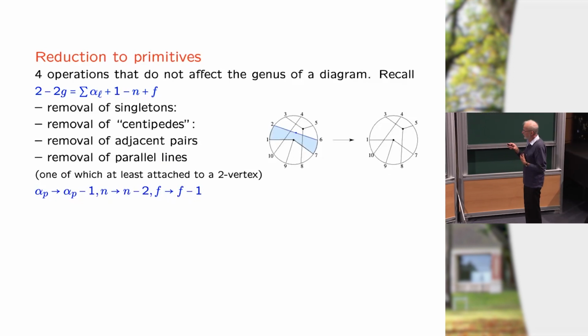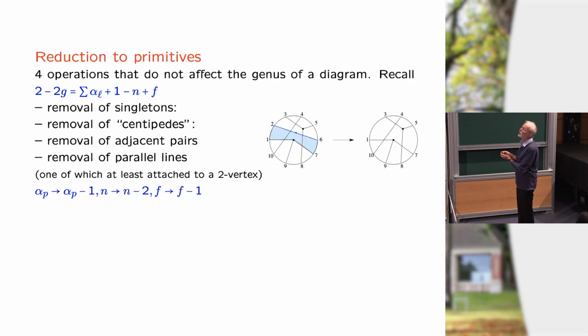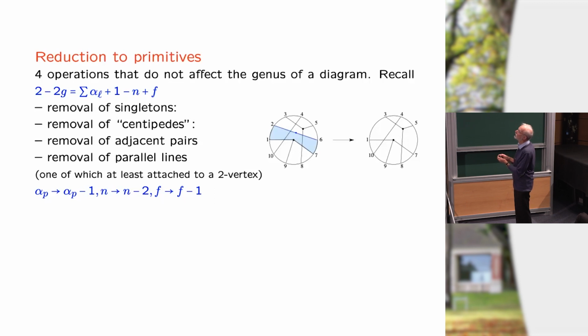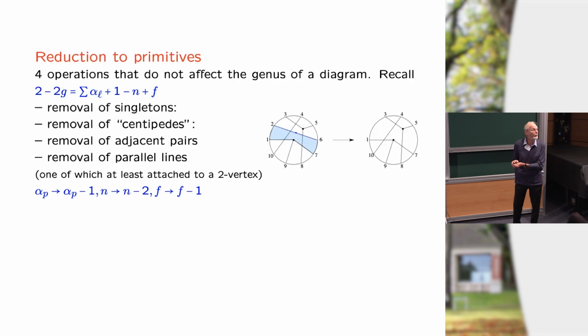Next and last step, less trivial maybe, is the removal of what are called parallel lines. Parallel lines are pairs of edges which connect, you see, this edge connects the central vertex to, say, 2 to 6, and 6 plus 1 is 7, and 7 is connected to 2 minus 1. So in that sense, these two lines are parallel.